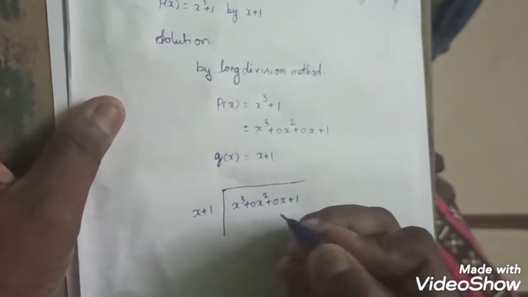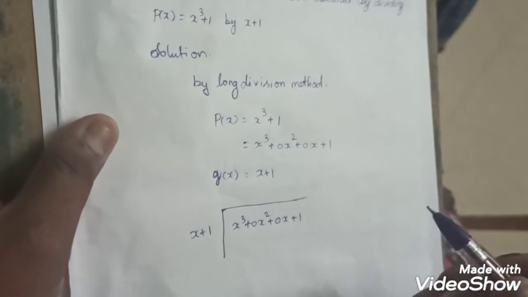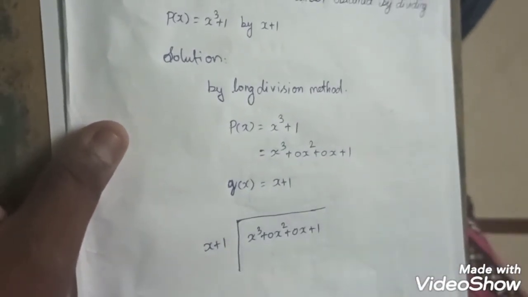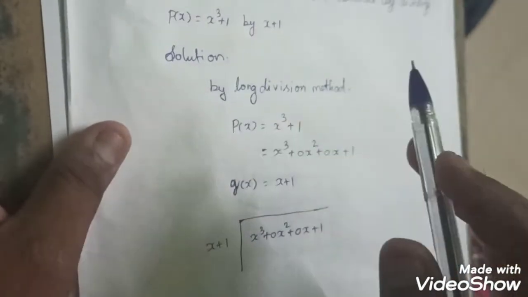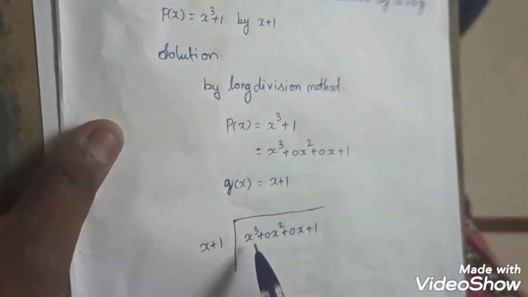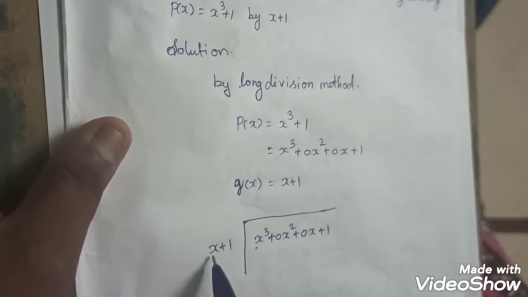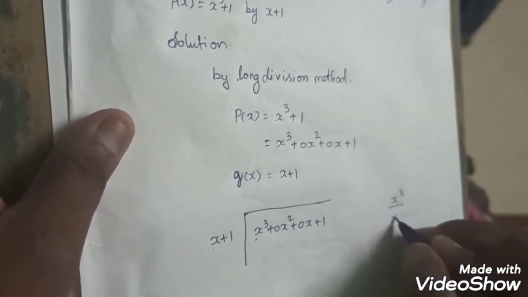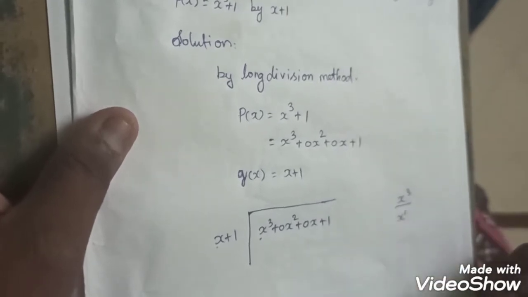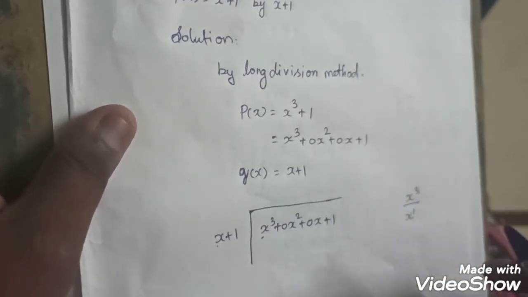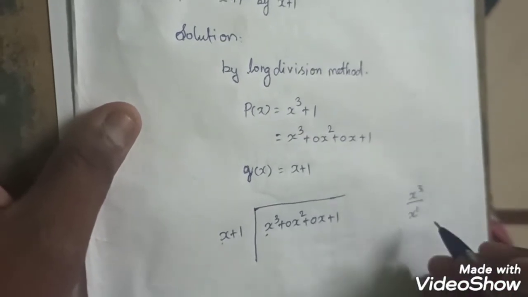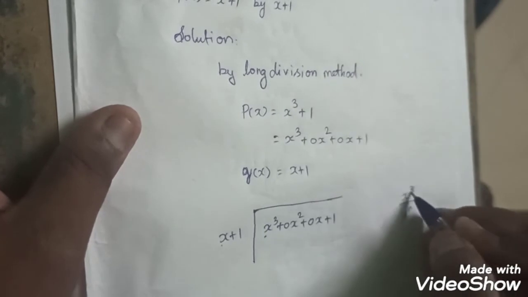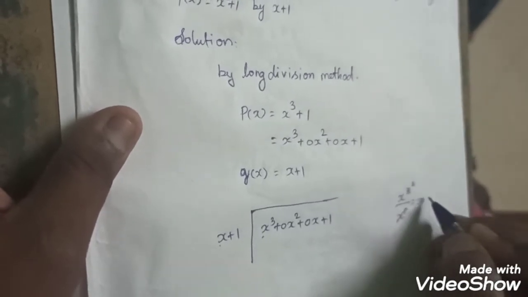x cube plus 0x square plus 0x plus 1, divided by x plus 1. The first step, always we have to compare. Already in the previous class I informed about how to divide by the long division method, p of x and g of x. You have to compare the first term of p of x and the first term of g of x. So x cube divided by x. Using exponent rules, already you learned in 8th standard, in division you have to subtract the power, so remaining 2, so you get x square.